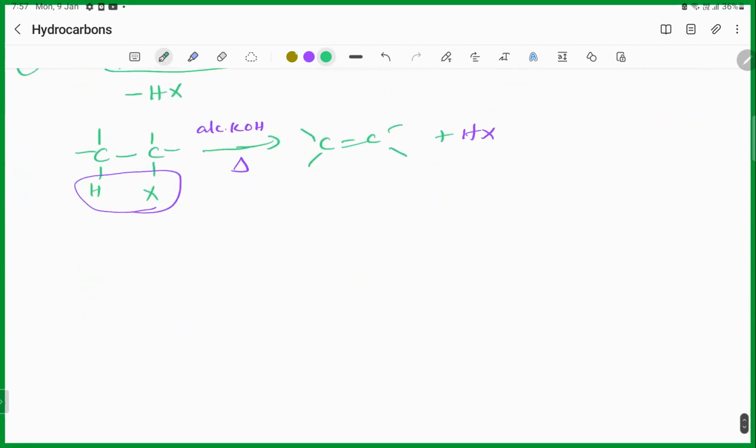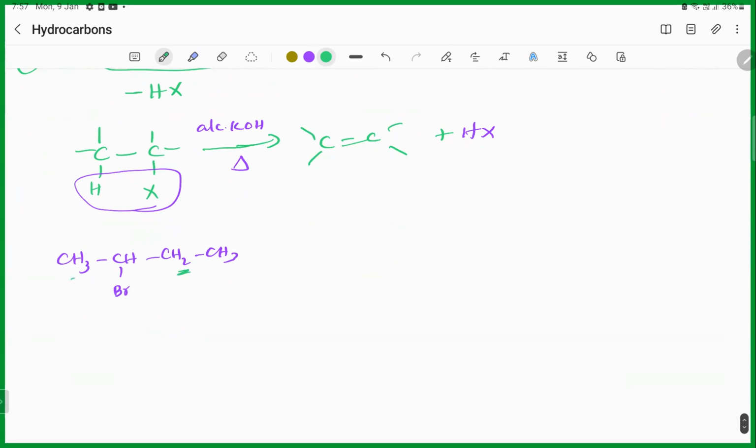Example: you take CH3, CHBr, CH2, CH3. Now you have a hydrogen here, and here also a hydrogen. When you react it, you will get two different products, using alcoholic KOH or alcoholic NaOH, anything you can use. Alcohol is used because it has to dissolve; sodium hydroxide dissolves in water, and alcohol is water miscible. So you take the compound in alcohol and then treat with sodium hydroxide. One possibility is removal of this hydrogen, the other is removal of that hydrogen.